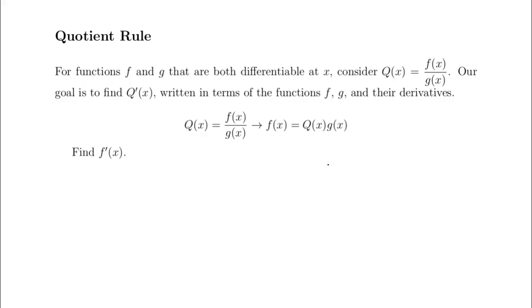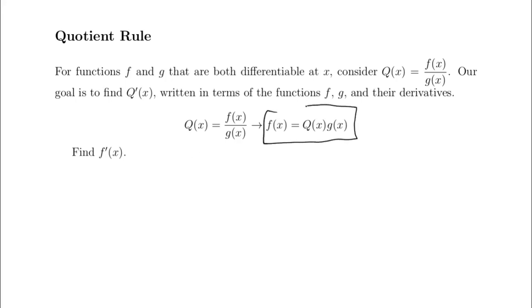So let's get this going. Here's the quotient rule. For functions f and g that are both differentiable at x, consider this quotient q of x, f of x over g of x. Our goal is to find the derivative of q, and specifically we want to have it written in terms of the parts, f and g, and possibly their derivatives. So we're expecting to see some f's, g's, f primes, and g primes in the rule for q prime of x. I had said we were going to rewrite this as a product, and this is what I mean.